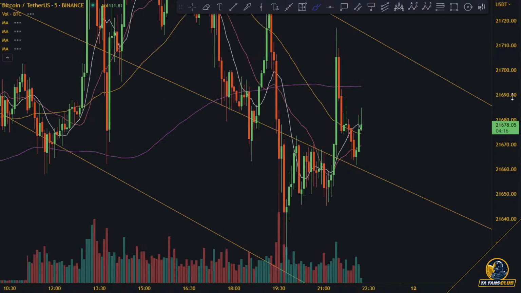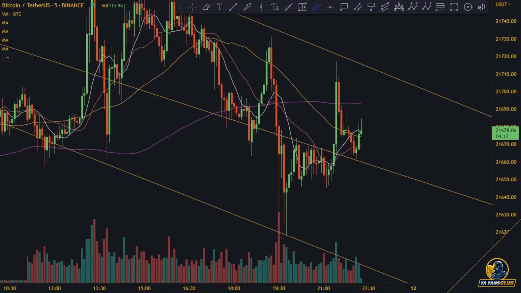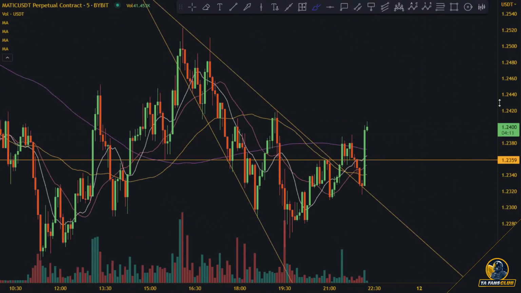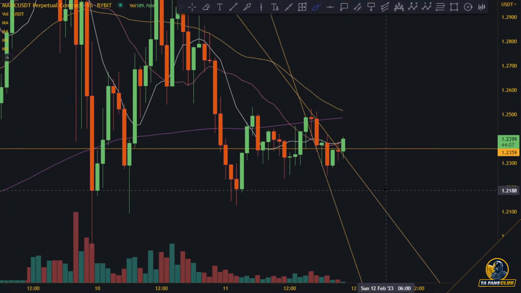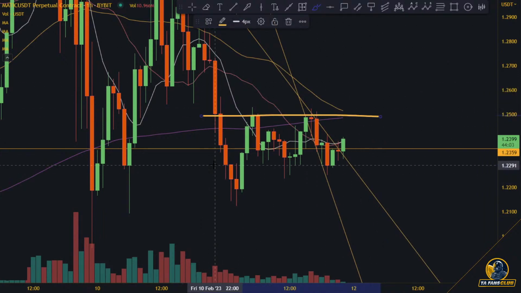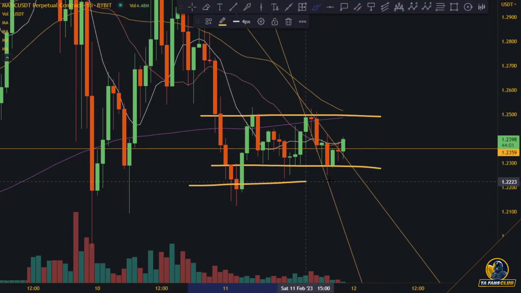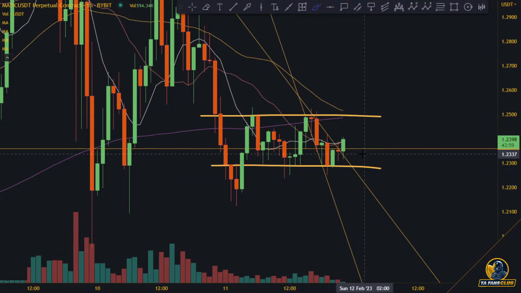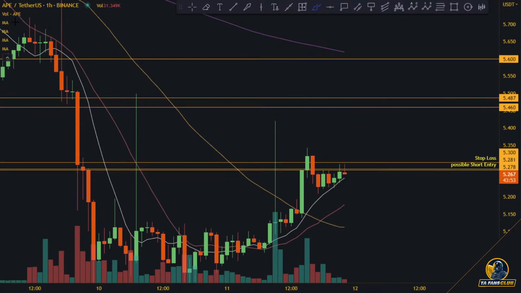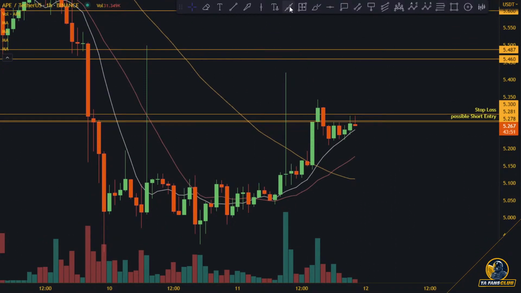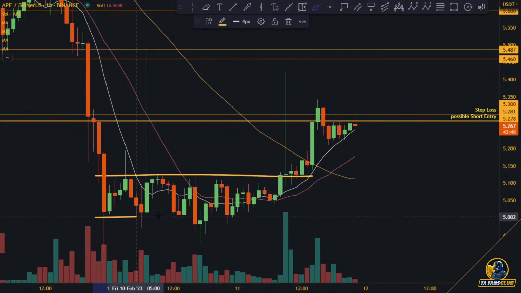See, Bitcoin is pumping, but Ape is not. Matic is though. But these are small time frames. See this range up here, these tops, and then some kind of bottoms down here. Just a range. And where is the Ape's range? Ape doesn't have a range. Ape's range was down here, and they blew that.